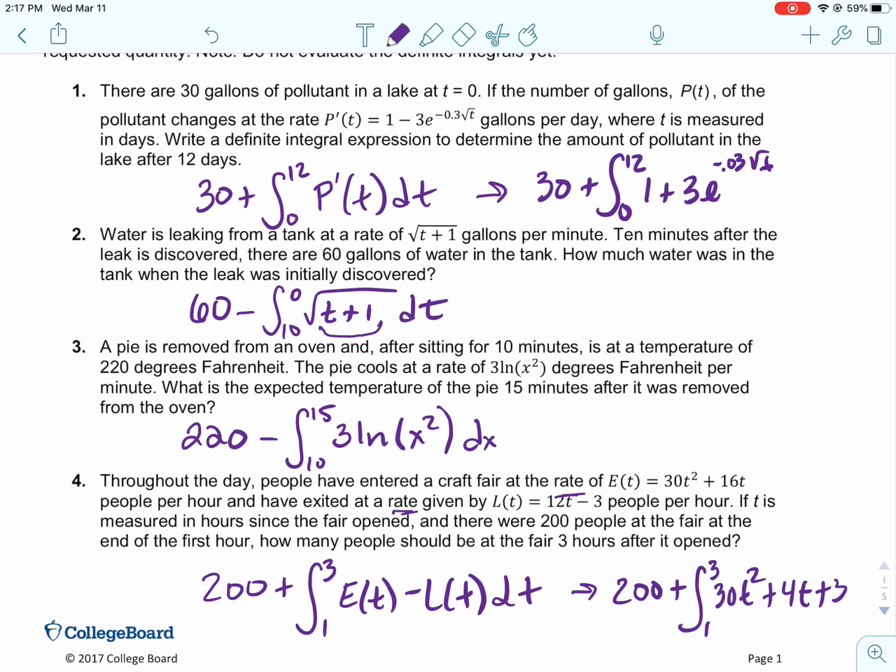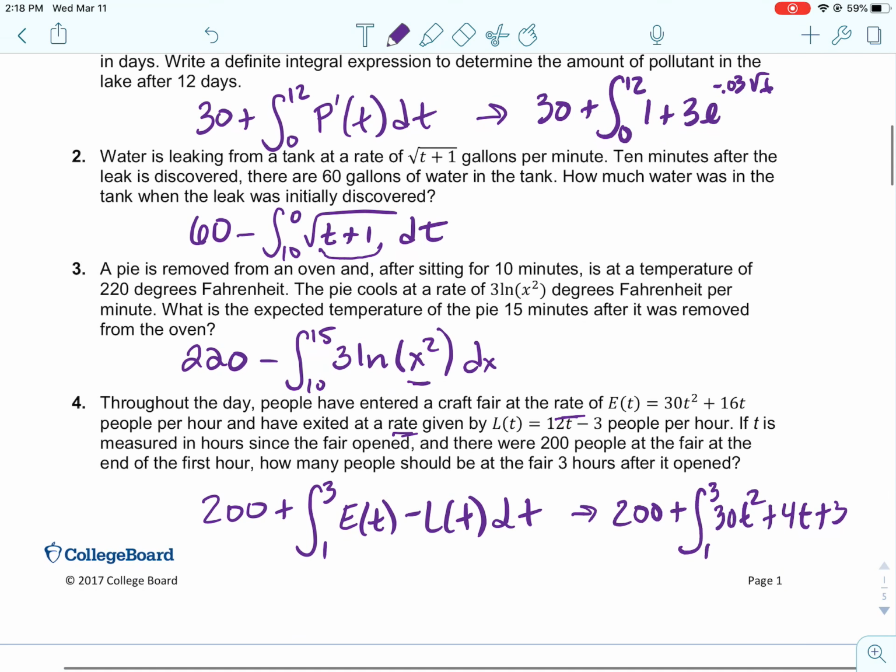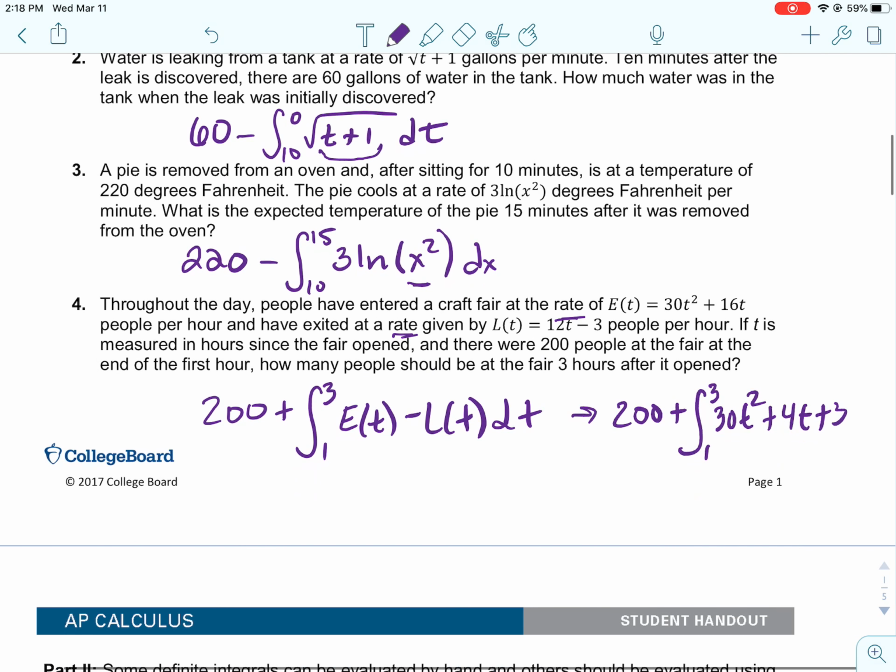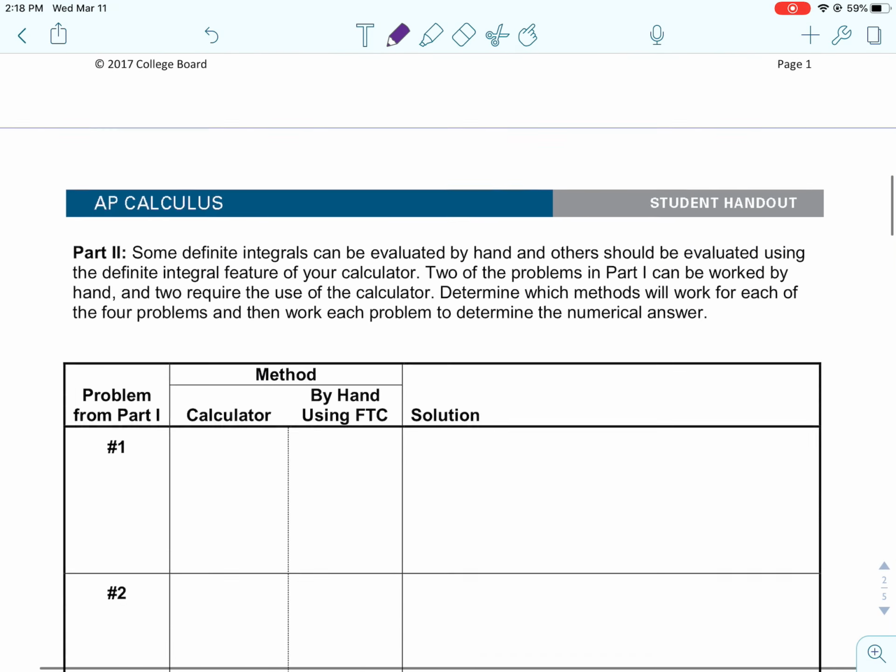Calculator, why? There's an ln. We can do the antiderivative of ln. This is the x squared. The derivative of x squared is 2x. We would need to have a 2x somewhere, or at least an x somewhere multiplied. All right, what about number 4?